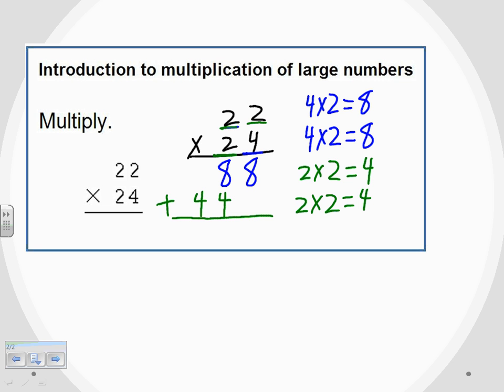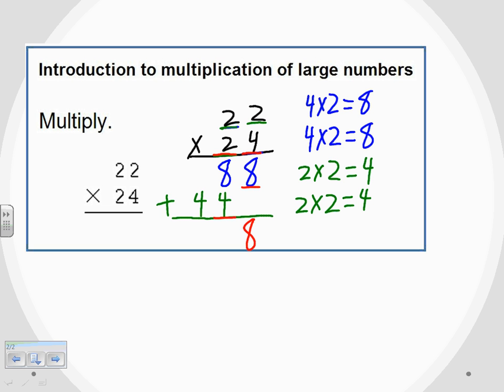It is very important that we keep this structure here with the columns nice and neat. Notice that the 88 was lined up on the right-hand side under the 4. That's where it started. The 44 was lined up starting underneath the 2. So I've got everything lined up nicely. I'm going to add. Some people like to put zeros in these missing gaps, but if there's nothing there, there's nothing to get confused with. The 8 is being added to nothing, so that just gives us an 8.